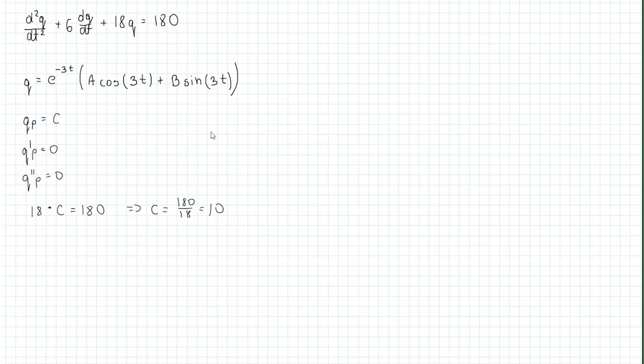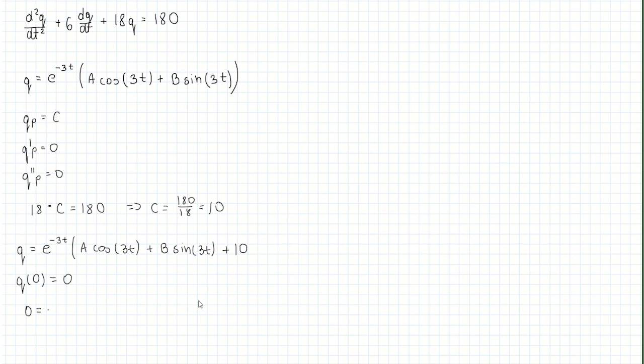We are adding that into our solution, so our solution now has the form e to the power minus 3t, a cos 3t plus b sine 3t, and plus the particular solution, which is a constant. As a next step, we will be trying to find the values of constants a and b by applying the initial conditions. The first initial condition we have is that we know that the value of our function q at time 0 is also equal to 0. So we will put that into our equation.